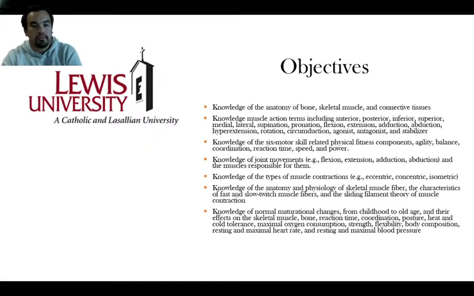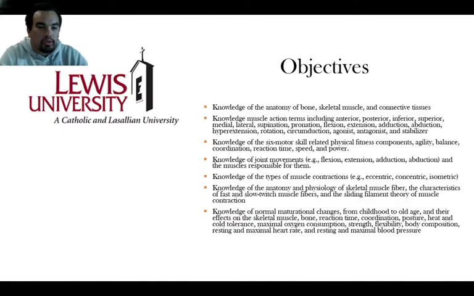So our objectives are almost the same as before, but we're just going to dive in with the perspective of the neurological aspect. So we're going to go over the knowledge of the anatomy of bone, skeletal muscle, and connective tissues. In this instance, we're going to talk about how nervous tissue affects these.